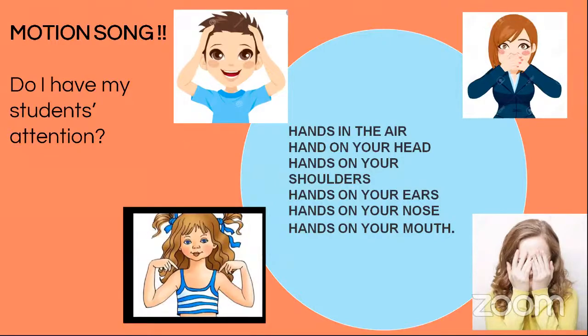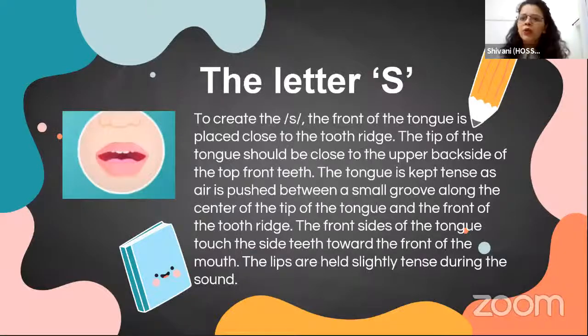First is the motion song, and after that we are going to introduce our first sound, which is S. Most of the kids are not making the facial expression correctly, so they are not pronouncing the word correctly. That's why we have a technique, and all the things are mentioned so beautifully so that they can make the right sound.